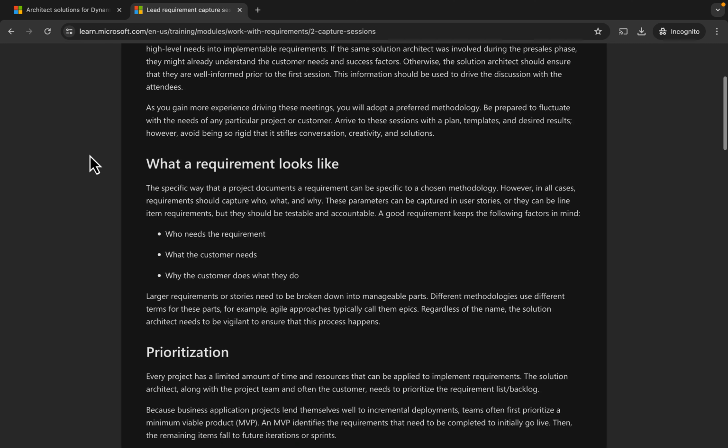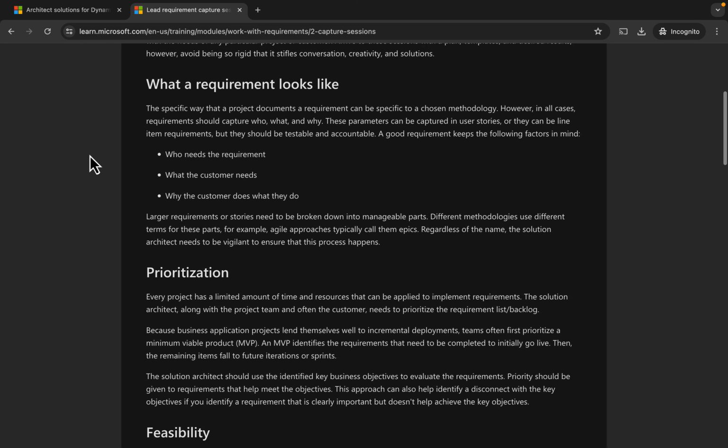What a requirement looks like. The specific way that a project documents a requirement can be specific to a chosen methodology. However, in all cases, requirements should capture who, what, and why. These parameters can be captured in user stories, or they can be line item requirements, but they should be testable and accountable. A good requirement keeps the following factors in mind: who needs the requirement, what the customer needs, why the customer does what they do.